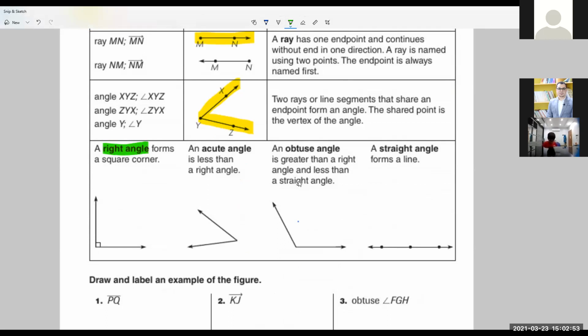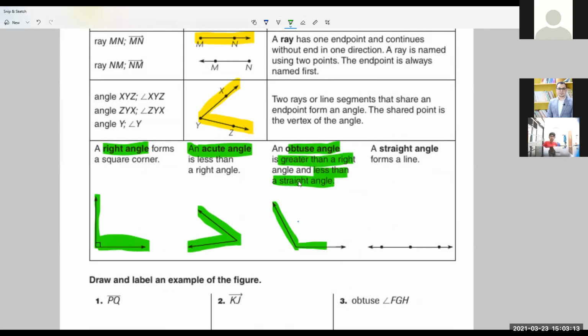Right angle, it looks like that. We have a square corner. That angle forms a square corner. And acute angle, it will be less than a right angle. And obtuse angle is greater than right angle and less than a straight angle, like that. And the last one is a straight angle forms a line, as you see here.